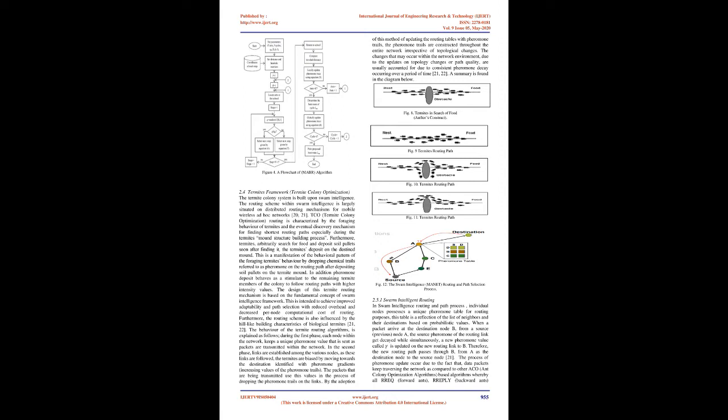2.5.1 Swarm Intelligent Routing. In swarm intelligence routing and path process, individual nodes possess a unique pheromone table for routing purposes. This table is a reflection of the list of neighbors and their destinations based on probabilistic values. When a packet arrives at the destination node B, from a source, previous node A, the source pheromone of the routing link gets decayed while simultaneously, a new pheromone value is updated on the new routing link to B. Therefore, the new routing path passes through B, from A as the destination node to the source node. 21.